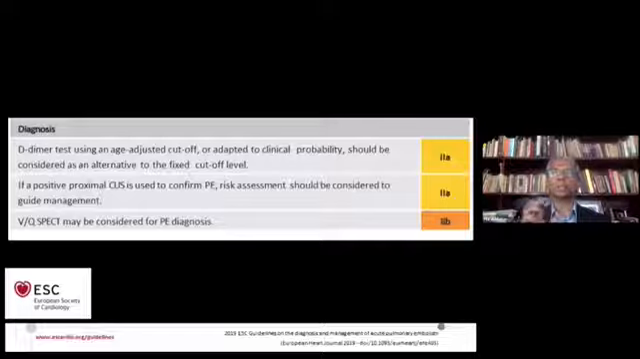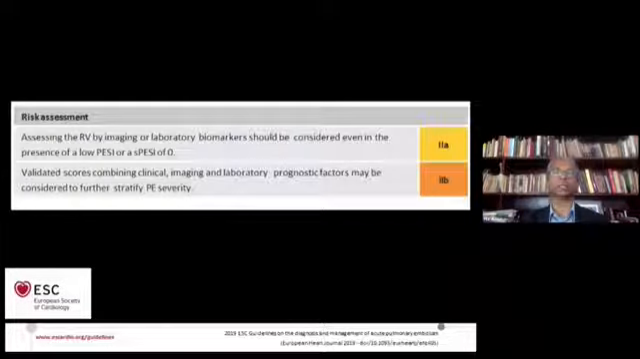You should always interpret the D-dimer in association with the age-adjusted cutoffs, because we've learned that D-dimer varies with age. You should also adapt it to the clinical probability. So you must always assess the pretest probability and don't use a fixed cutoff level. If you've used a chest ultrasound to confirm a PE and you pick up a proximal clot, then risk assessment should be considered to guide management. And of course, you can consider a VQ SPECT, which is not available in most places, for PE diagnosis.